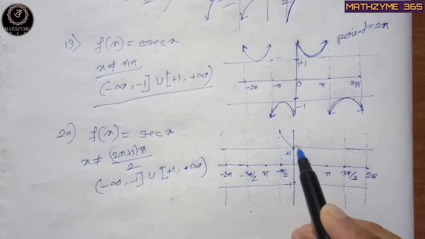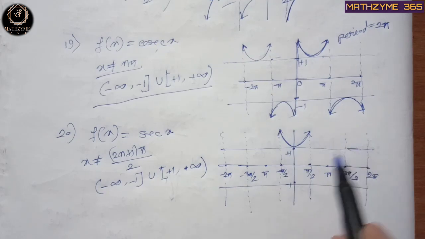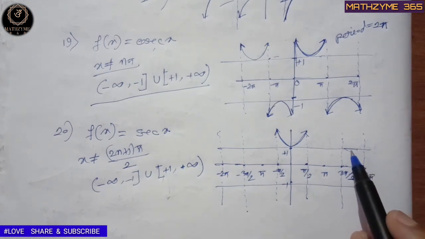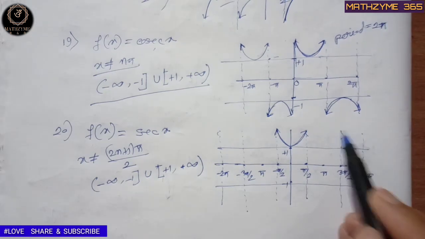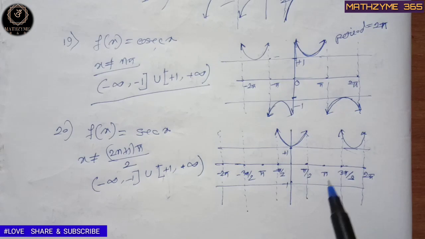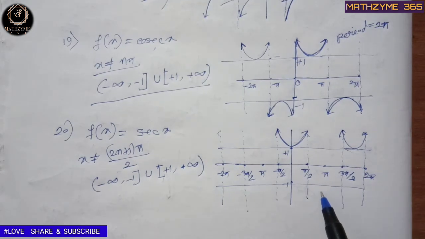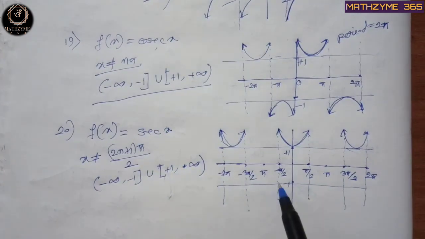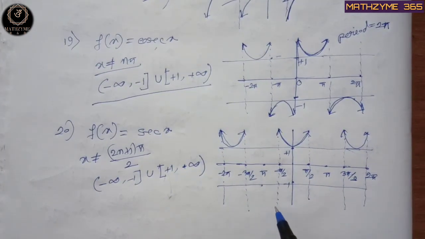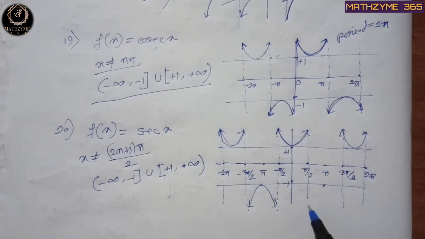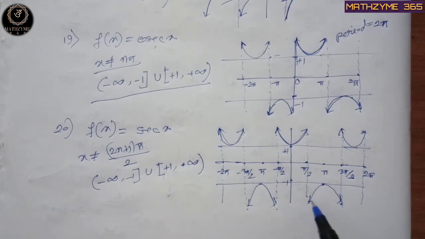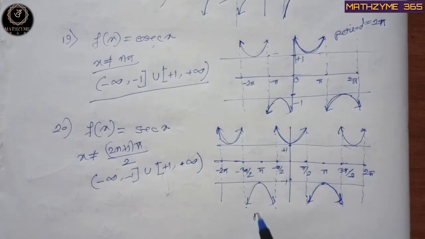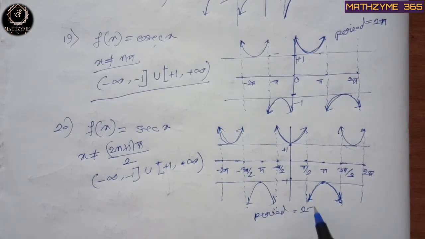Now the graph is like this. It is very similar to cosec x, but with a slight shift from left to right of pi by 2 units. This is called the graph of sec x. This graph of secant also always has a period of 2 pi, like the period of cosec x.